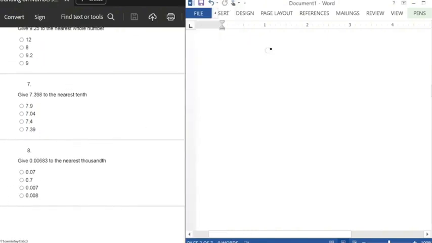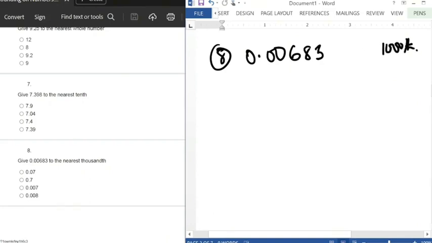Question number 8. So the question says give 0.00683 to the nearest thousandth. So we're going to the nearest thousandth, right? So the first one, this is tenths, hundredths, thousandths. So which means we want to stop on 6. That's what it means. So in that case, 8, which is the next digit to the right, is more than 5. So which means we add 1 to 6, 6 plus 1.